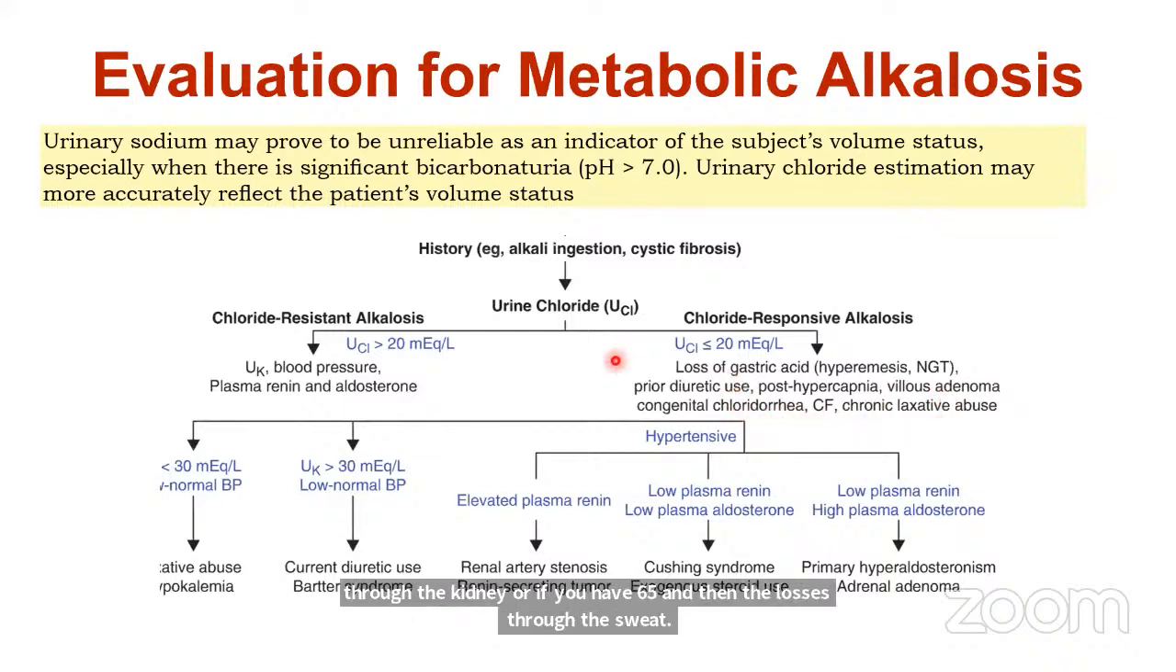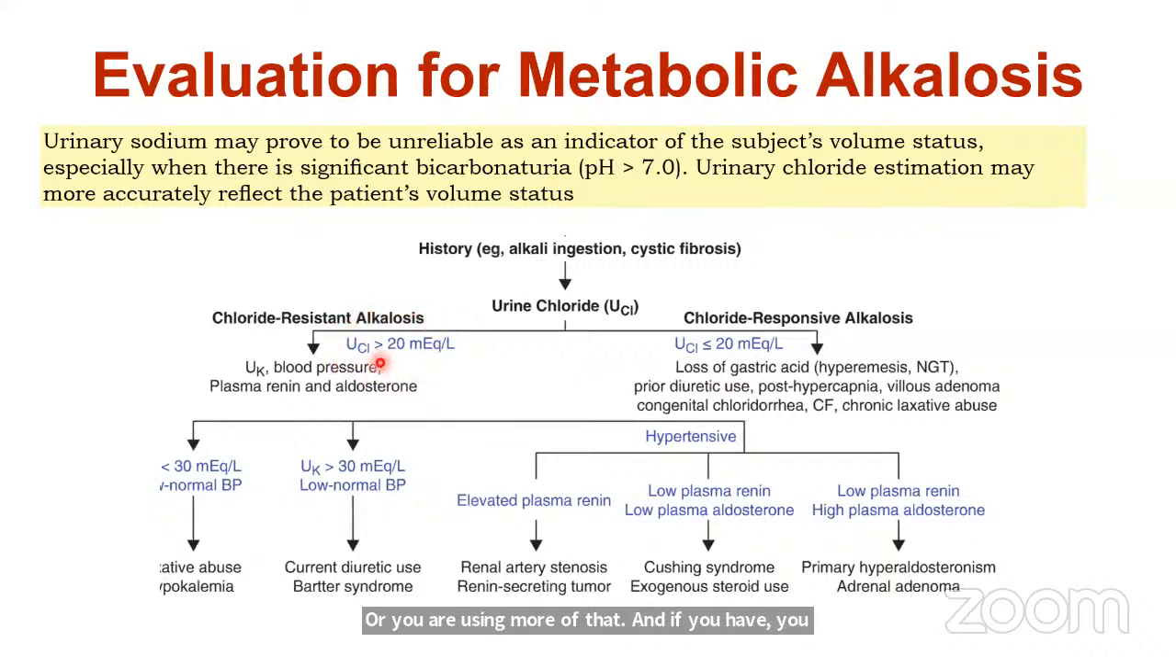And if you have urinary chloride more than 20, then you are supposed to see whether the patient is hypertensive or normotensive. If the patient is hypertensive, then you have to see the blood renin level. If it is high, then it is associated with renal artery stenosis. Or if the blood renin and the aldosterone both are low, then it could be because of Cushing syndrome, exogenous steroid, apparent mineralocorticoid excess syndrome, or Liddle syndrome. Or if you have low plasma renin or high plasma aldosterone level, that could be because of primary hyperaldosteronism or tumor.